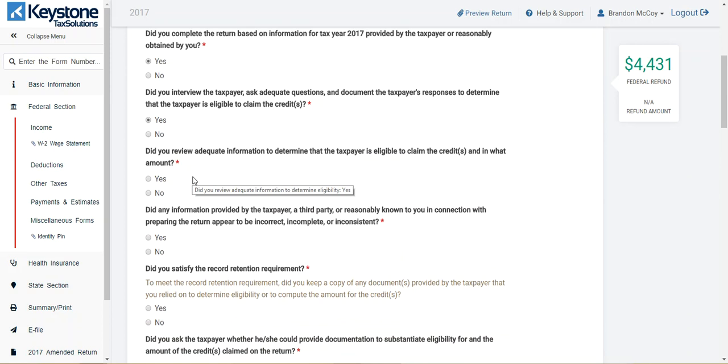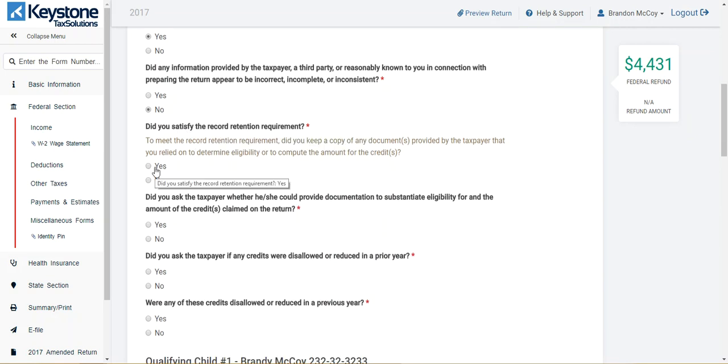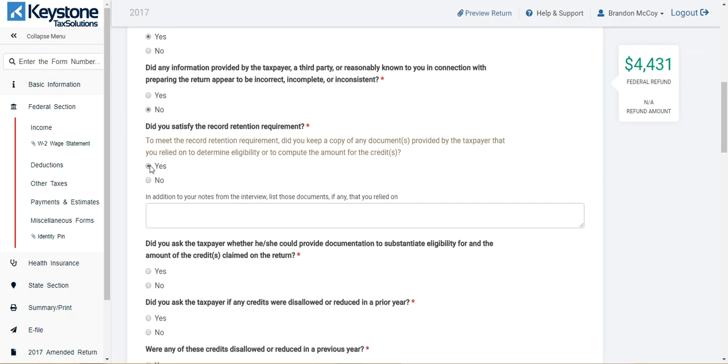Did you review adequate information to determine the taxpayer eligible to claim credits? Yes. It's going to ask you if any information looks incomplete, inconsistent, or incorrect. You're going to click no. Did you satisfy the record retention? Basically, did you check the documentation that that client provided you? So we're going to put a W-2 here, if they provided their ID information or social security cards, whatever documentation they provided, you can enter that there.